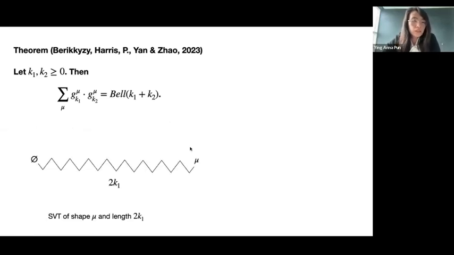So basically the idea is that all the vacillating tableaux start with the empty shape. So you go from the empty shape to mu.